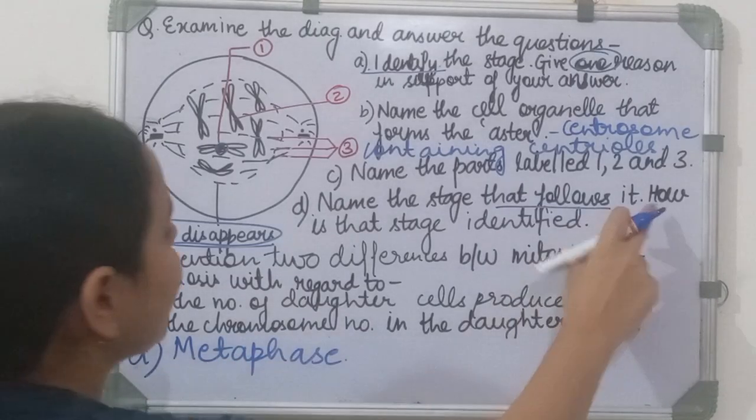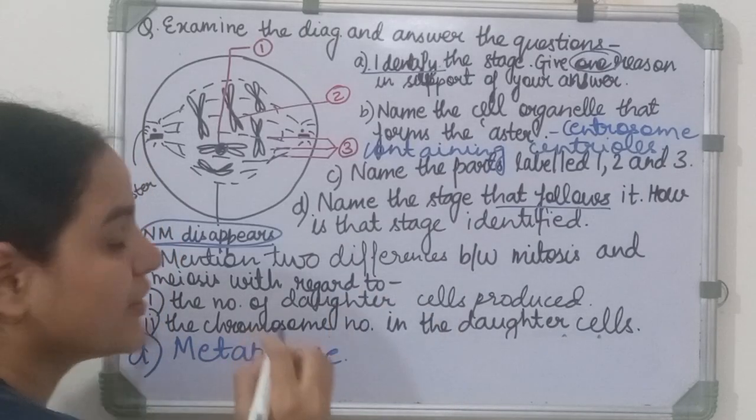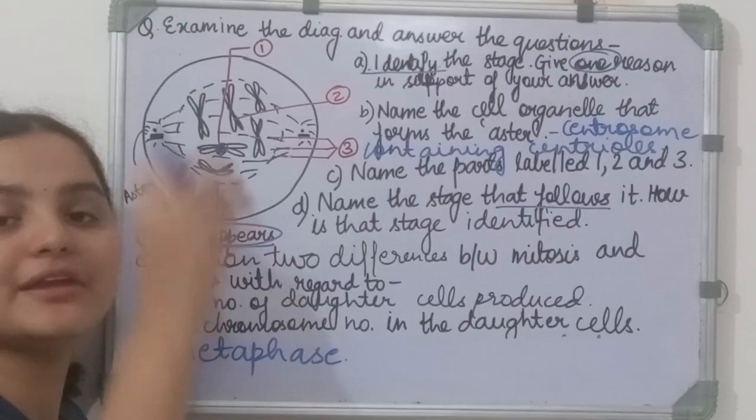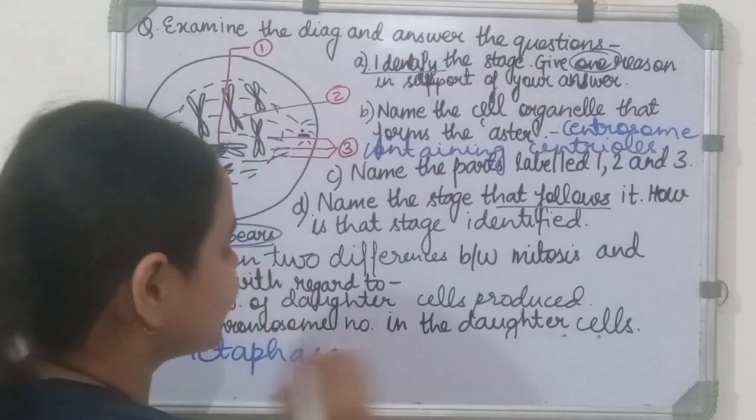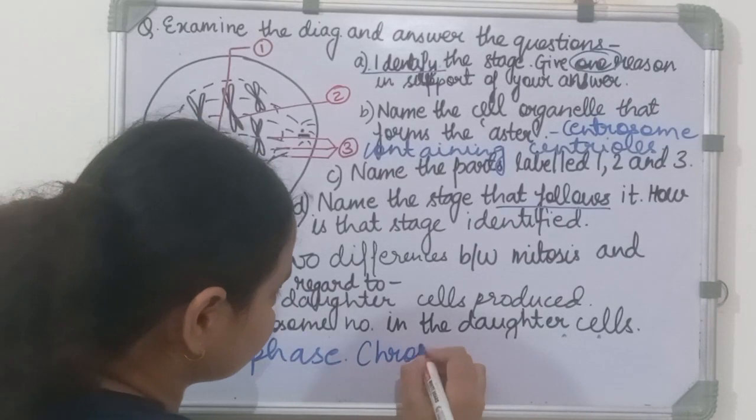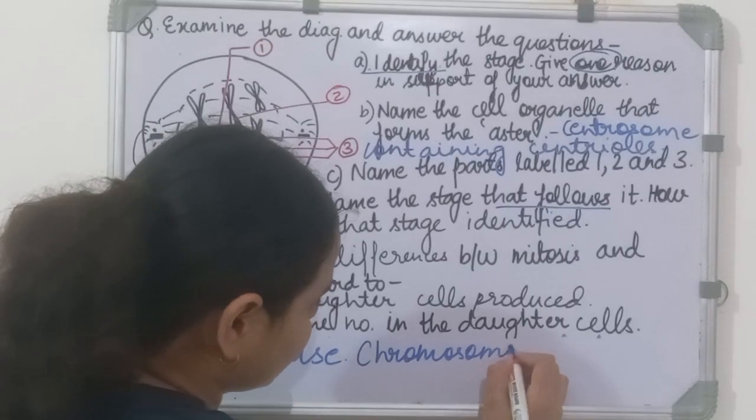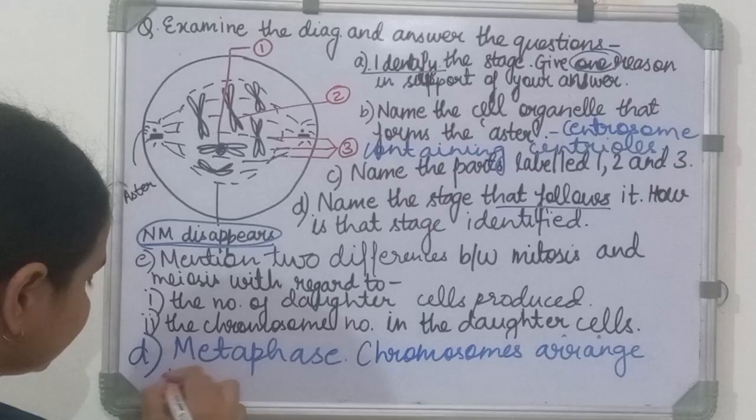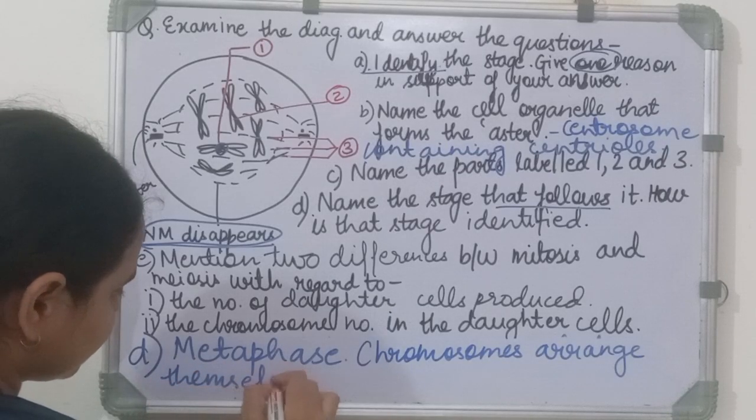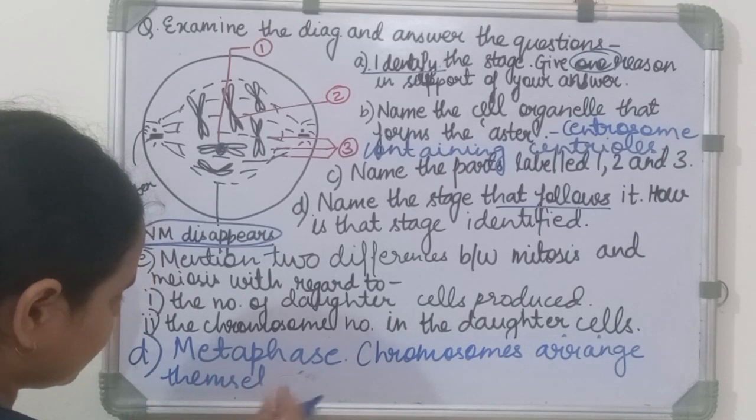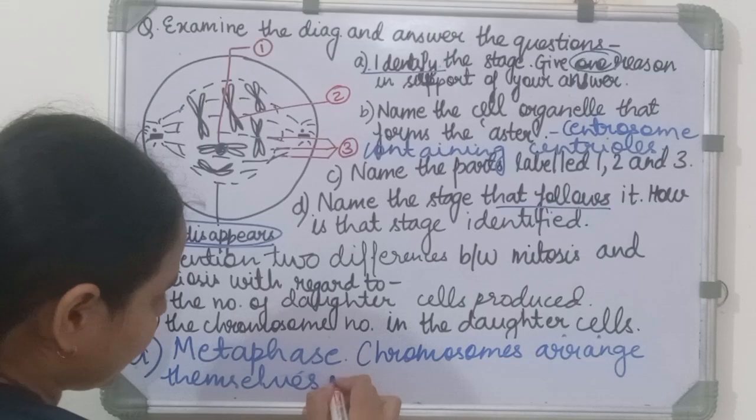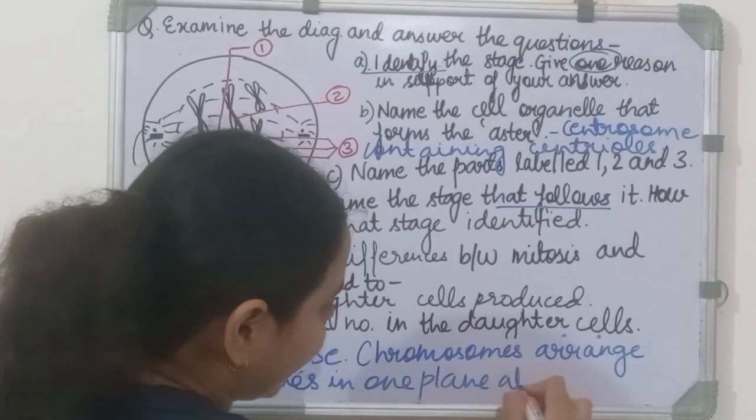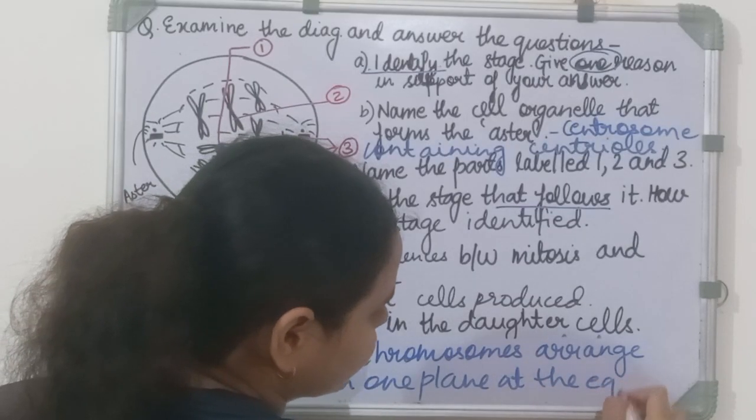Now how is that stage identified? So in metaphase, what happens? The chromosomes arrange themselves in one plane at the equator. So let's write the reason. Chromosomes arrange themselves in one plane at the equator.